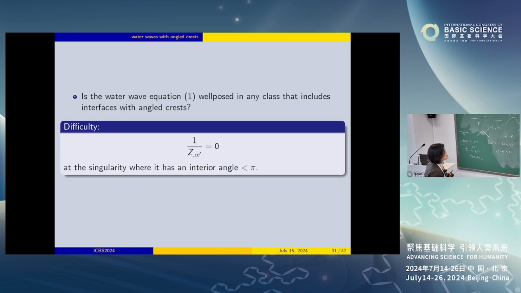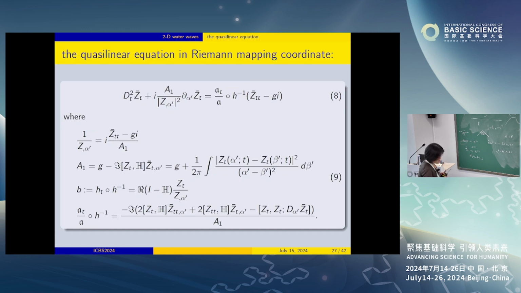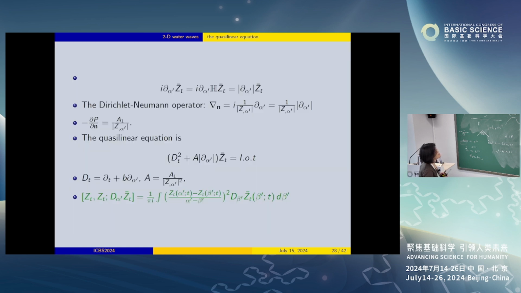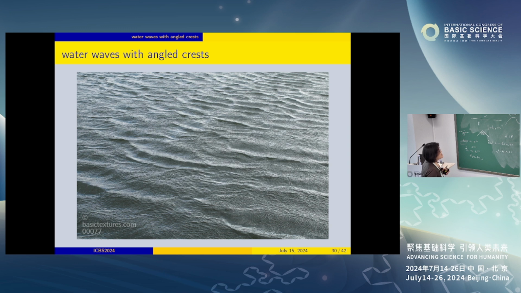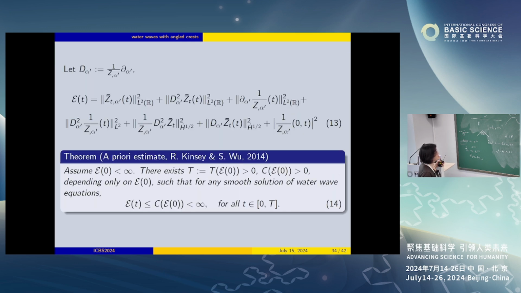So the difficulty is, if you look at the quasi-linear equation, this coefficient will vanish where there's an angle crest, okay? So this is 0, okay? Now here I'm just going to state the theorem we proved. So the theorem is basically, I think the crucial thing is we realized this is the energy.